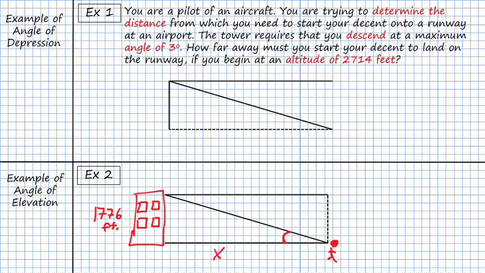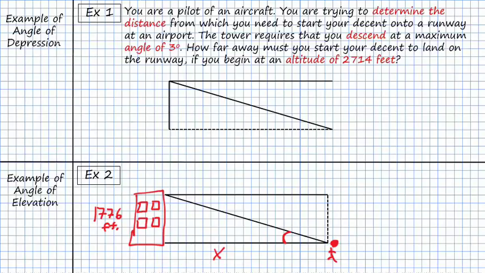All right, so a lot of the times when we're using angles of elevation and depression, it will always be in a real-world situation of some type. So we're always trying to do some type of indirect measurement because we aren't able to take that measurement directly. So let's look first at an example of an angle of depression.